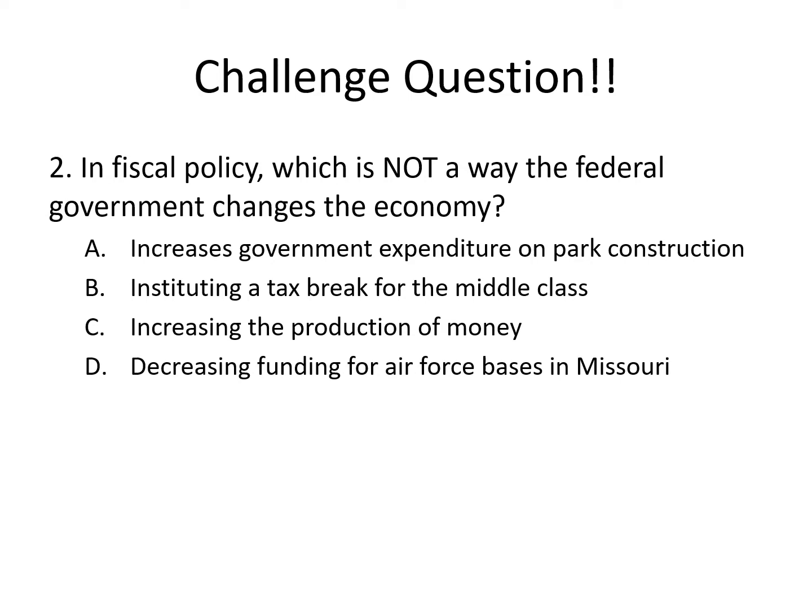Increasing the production of money. I'm going to skip ahead to where we talk about the Federal Reserve in another unit, but the government does not produce money. It's the Federal Reserve, which is the national bank, which is a private bank, that produces money. So C is not correct. And then D, decreasing the funding for Air Force bases in Missouri. Well, that's changing government spending, so that's true. So the one that is not a way is C, increasing the production of money.